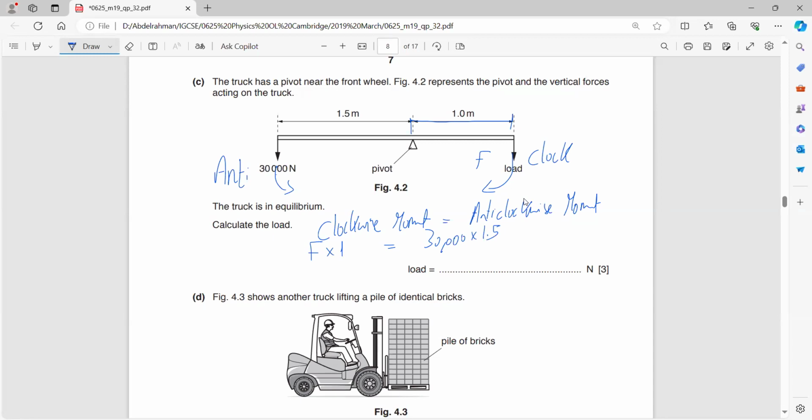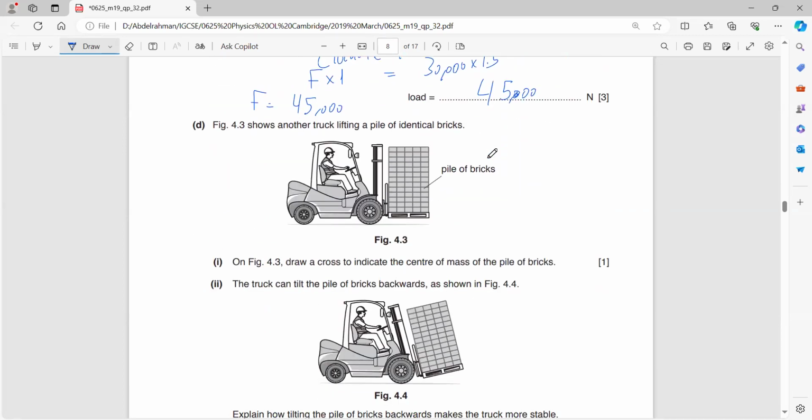So F times 1, which is F, equals 45,000 newtons. Okay, 45,000. If the distance was anything other than 1, for example, if the distance was 3, what would I have done? I would have divided the 45,000 by 3. But since the distance is 1, you can divide by 1, and it would remain the same number.